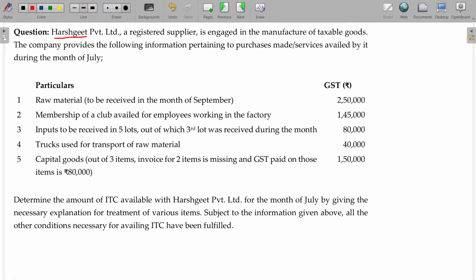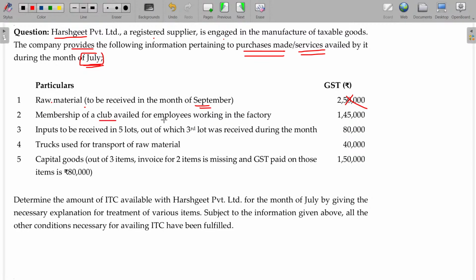Harsgeet Private Limited, a registered supplier, is engaged in the manufacture of taxable goods. The company provides the following information pertaining to the purchases made and services availed by it during the month of July. Raw material to be received in the month of September being 2 lakhs 50. So we are talking about July month. Raw material to be received in September means currently not available, can be available later only.